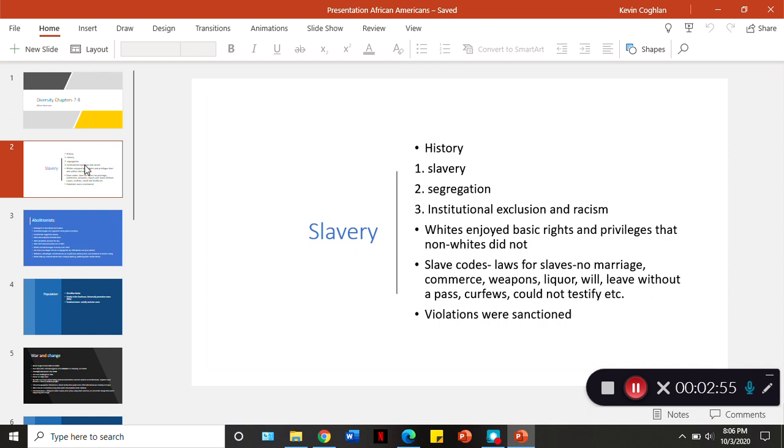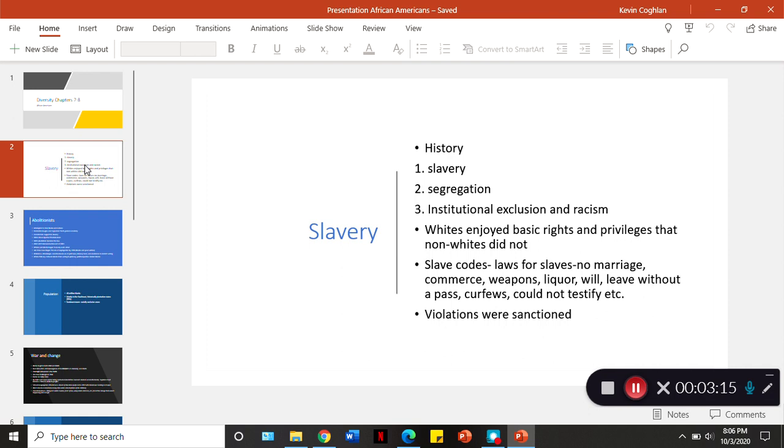So again, the idea of race, it's all about economics. There's no biological basis for race. Races were created so we can have a lower class workforce, okay? Because whites wanted to enjoy the rights and privileges that non-whites did not have. They wanted power over another group. They wanted to be a majority over a minority, okay?